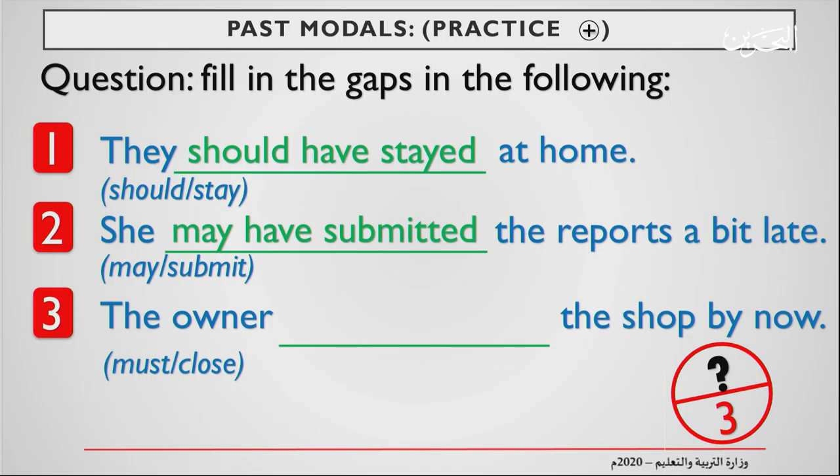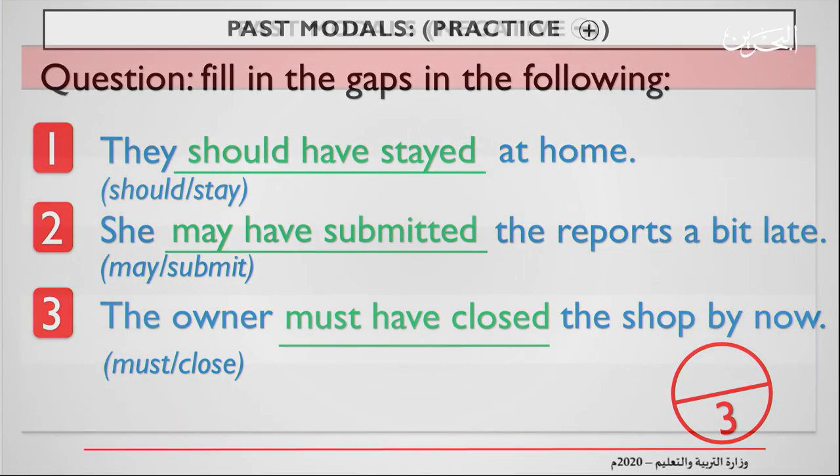Now, number three. The owner, gap, the shop by now. You have to use must plus close. You have 5 seconds. Now let's check the answer. The answer is must have closed. Must have closed. Now correct yourself out of three and let's carry on.